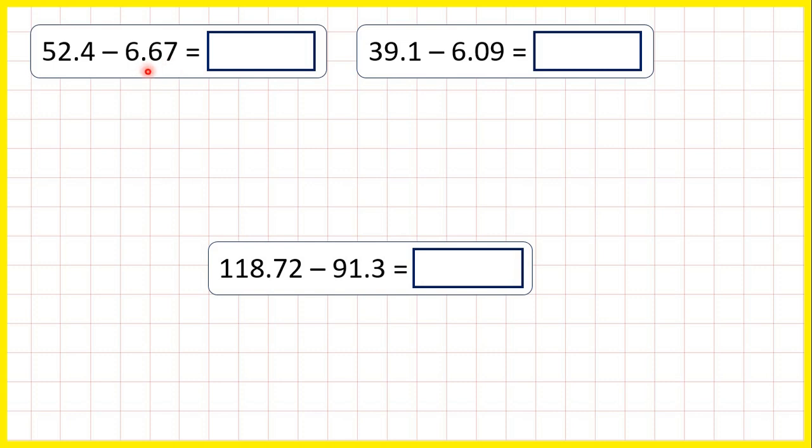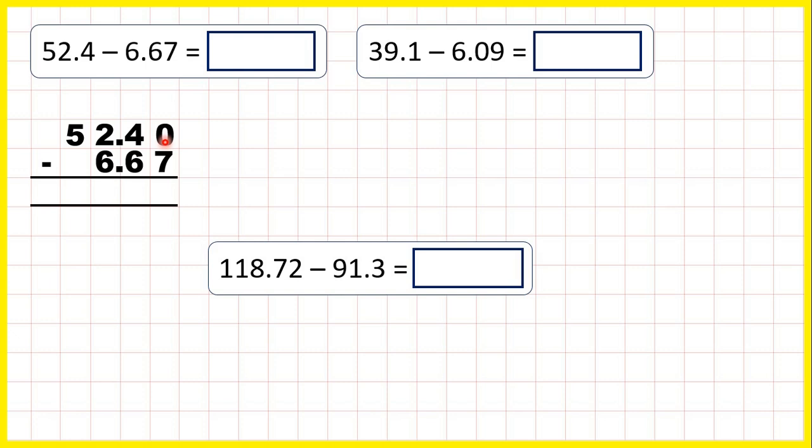We can answer this using column subtraction, but we need to make sure that when we write out the numbers, we have the decimal points lined up, because if the decimal points are lined up, then the other place values in our question, so our tens, ones, tenths and hundredths place values, will be lined up as well.